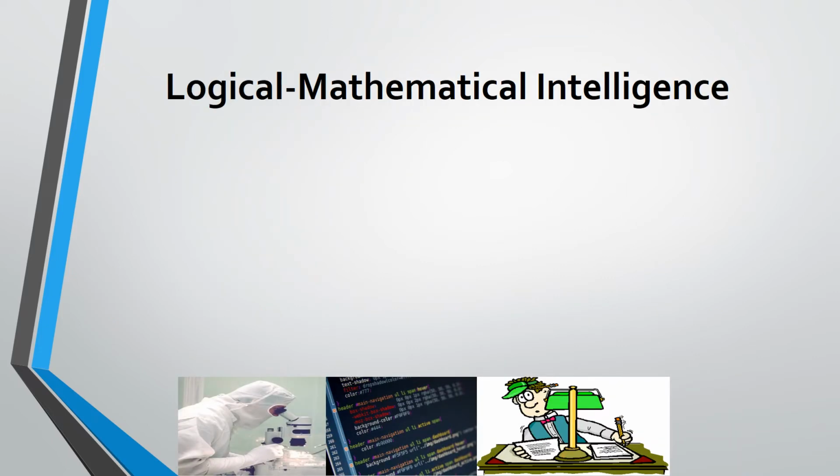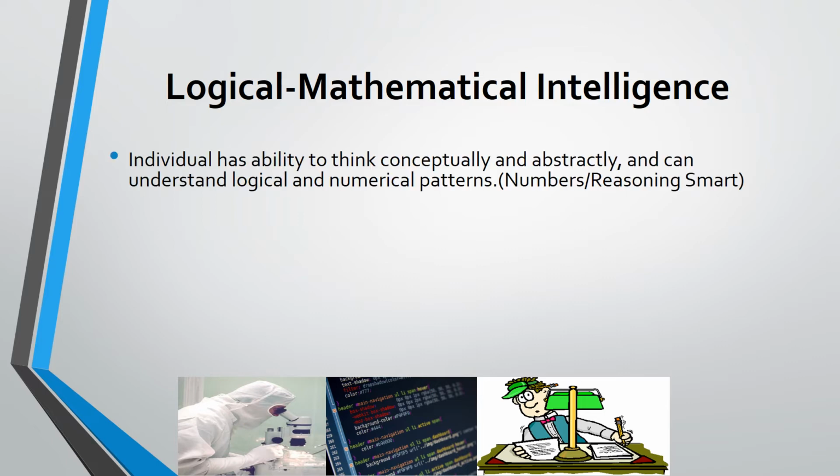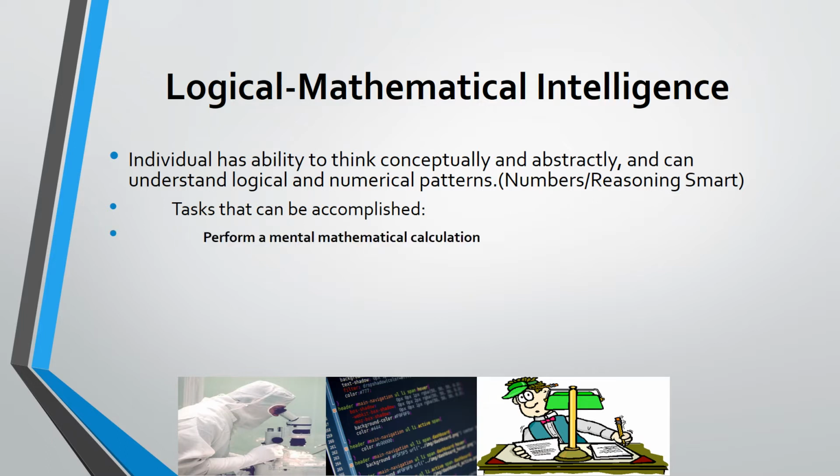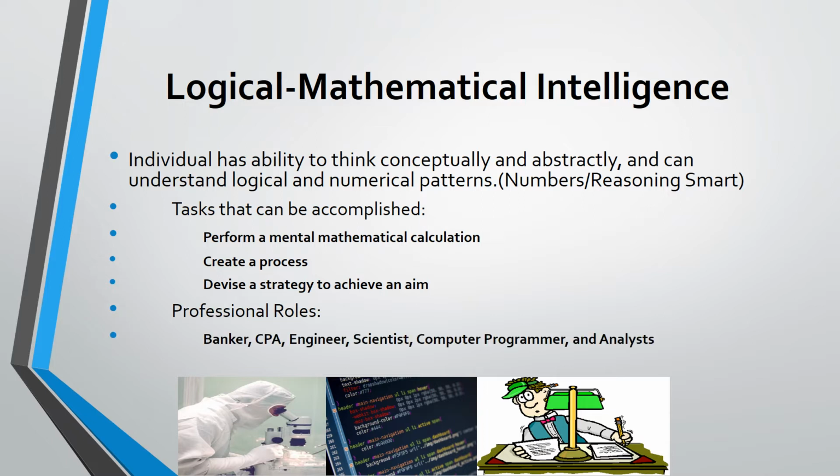The second type of intelligence we're going to talk about is logical or mathematical. These are individuals that have the ability to think conceptually and abstractly and can understand logical and numerical patterns. So they're what we consider numbers or reasoning smart. Tasks that they can accomplish would be to perform mental mathematical calculations, create a process, or devise a strategy to achieve an aim. Some of the professional roles we might see them in: a banker, a CPA, engineer, scientist, computer programmer, or analyst.